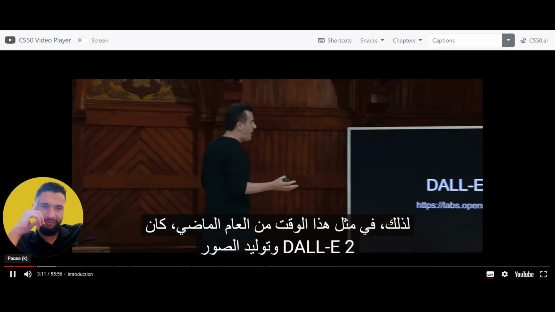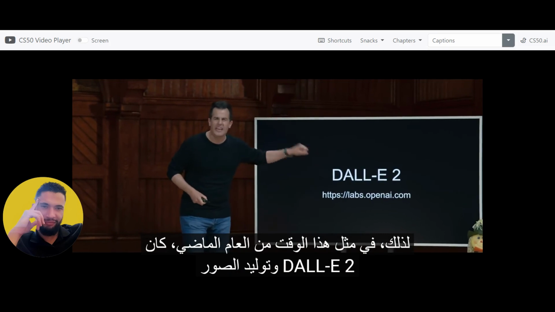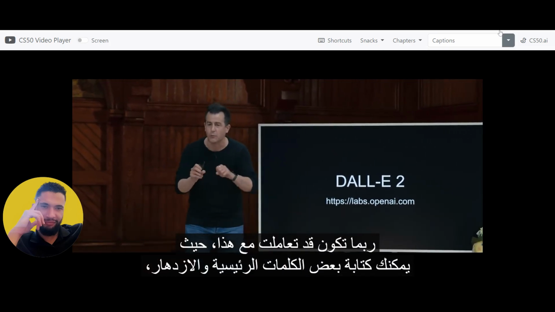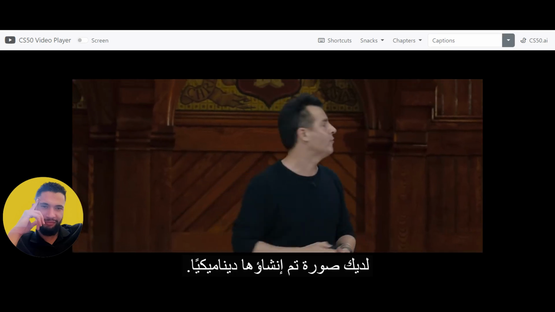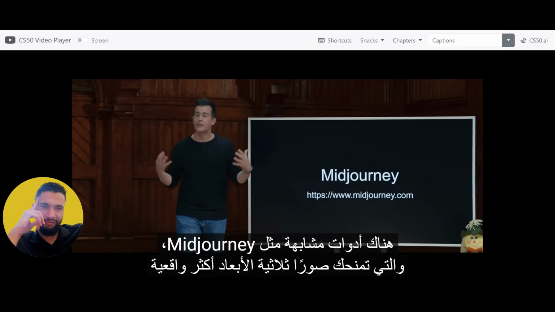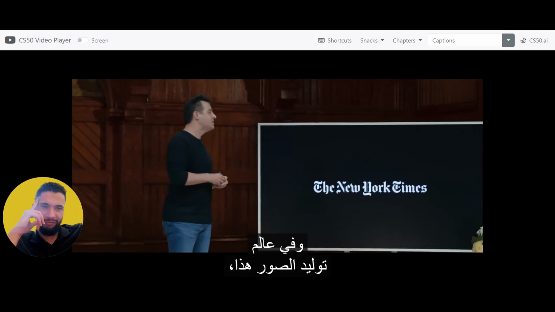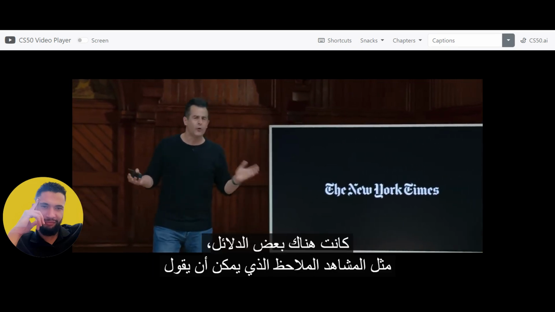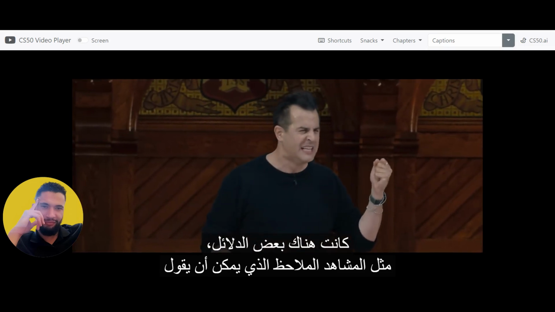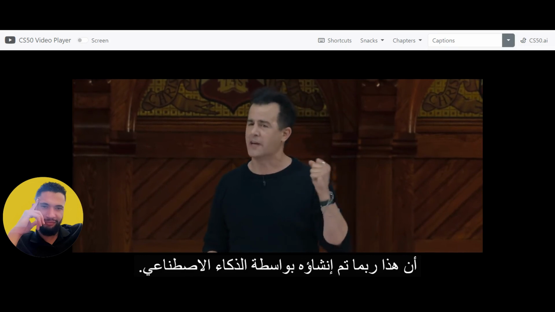So last year, around this time, DALL-E 2 and image generation were all of the rage. You might have played with this, whereby you can type in some keywords and boom, you have a dynamically generated image. Similar tools are like Midjourney, which gives you even more realistic 3D imagery. And within that world of image generation, there were nonetheless some tells, like an observant viewer could tell that this was probably generated by AI.